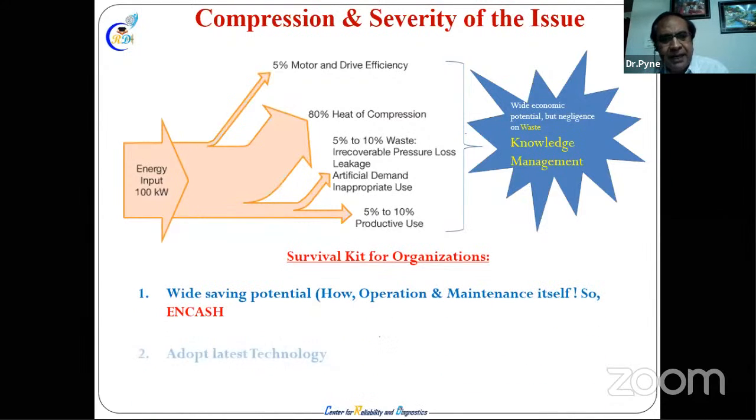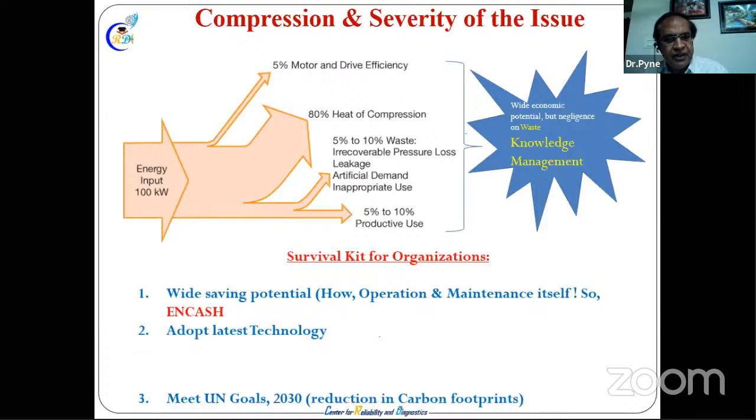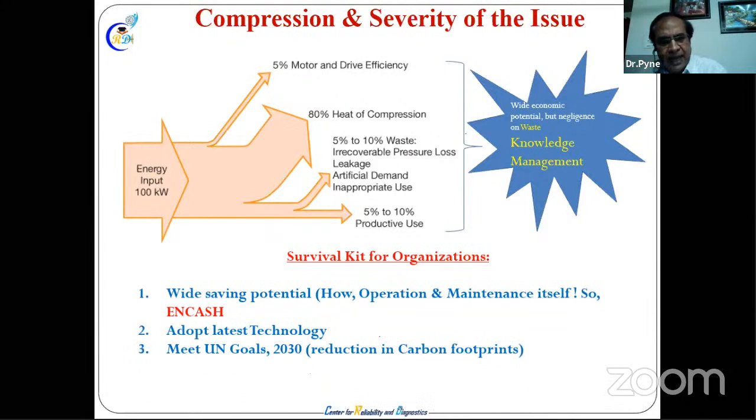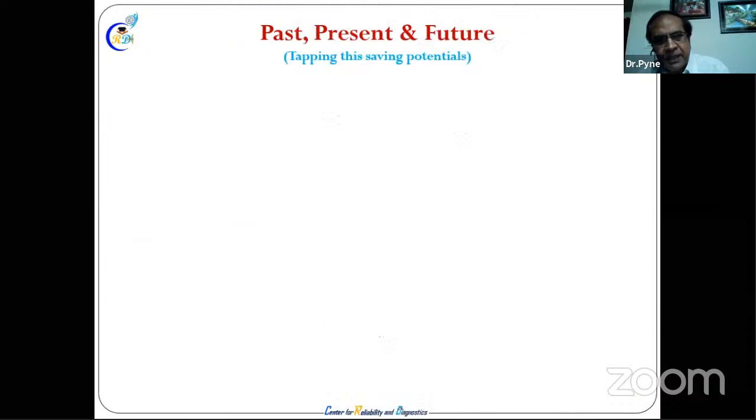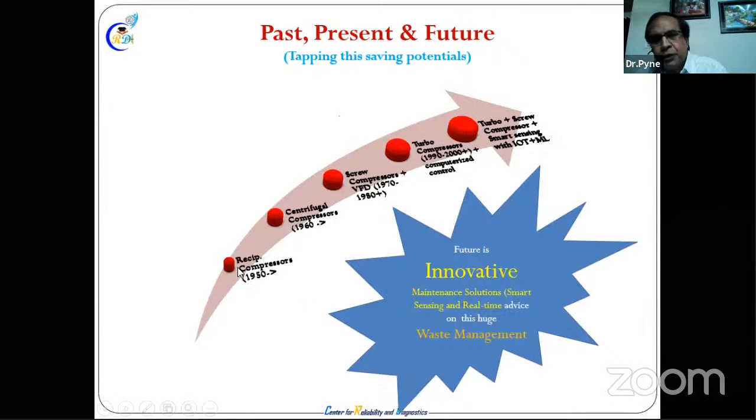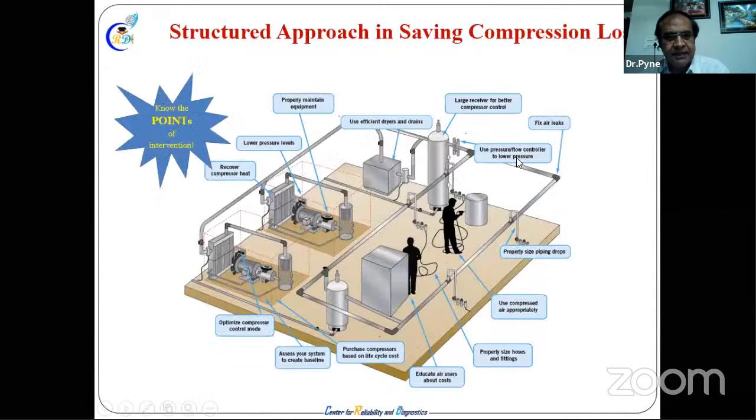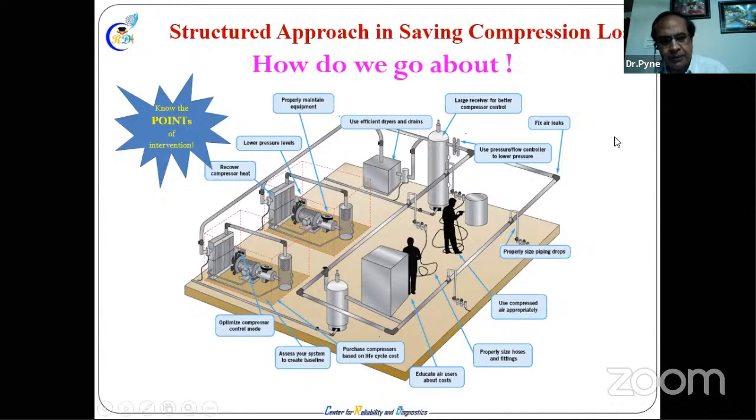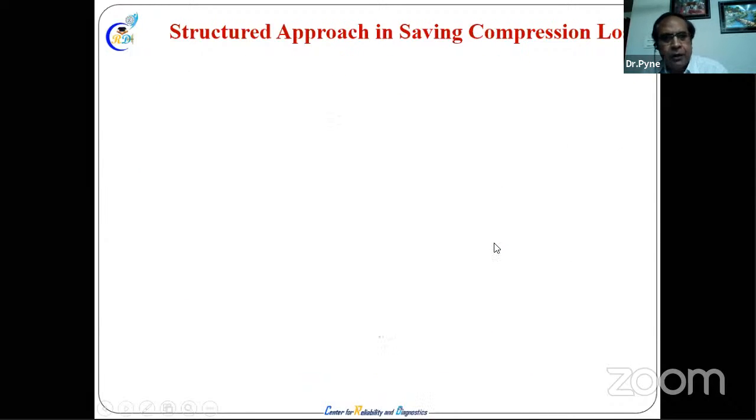Okay, so the survival kit is operation, how we maintain it, adapting the latest technology in maintenance, and we have to meet the carbon footprint 2030 goal for energy. International certifications are required, and inspection and repairs are important. So past, present, future, how do we do it? Over time, people have moved from reciprocating to turbo compressors. However, there are fewer innovative things available in maintenance solutions, smart sensing and other things, and no points of intervention. Where are the points where there is energy loss? All the points are to be monitored regularly.